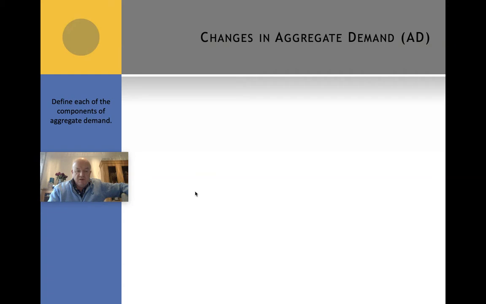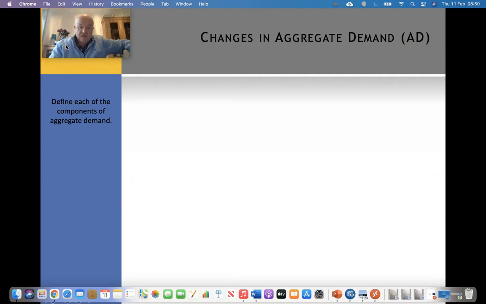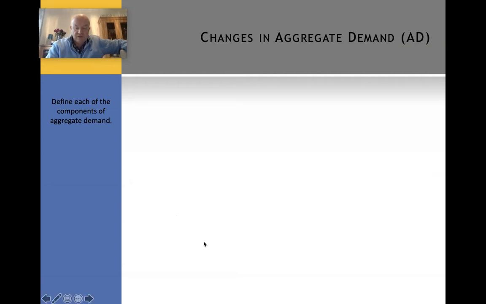So remember, we need to be able to use and demonstrate that you understand the different components of aggregate demand. In this case, I'd like you to just have a think about what those components are, and see if you can list them. And there is a bit of a clue. There is a formula that you can use, which I'm sure we've covered together before.